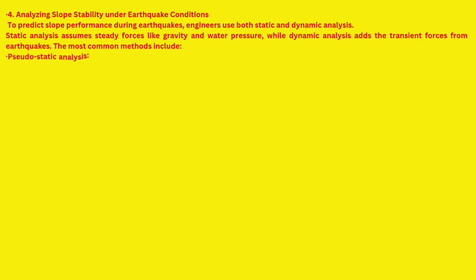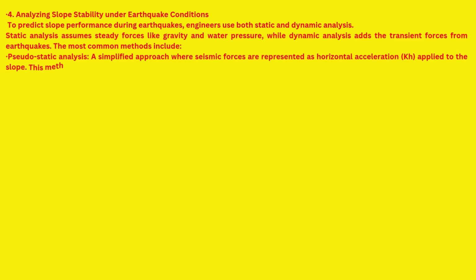4. Analyzing slope stability under earthquake conditions. To predict slope performance during earthquakes, engineers use both static and dynamic analysis. Static analysis assumes steady forces like gravity and water pressure, while dynamic analysis adds the transient forces from earthquakes. The most common methods include pseudostatic analysis, a simplified approach where seismic forces are represented as horizontal acceleration, kh, applied to the slope. This method estimates the factor of safety, the ratio of resisting to driving forces.